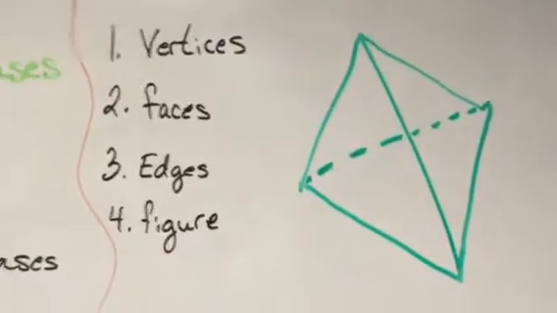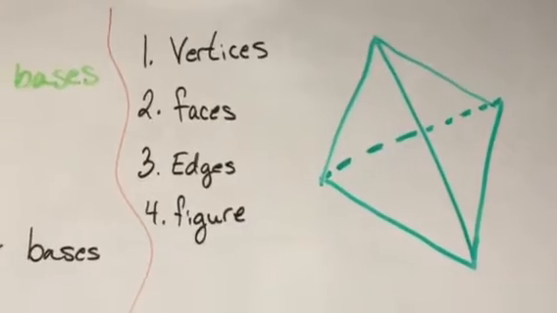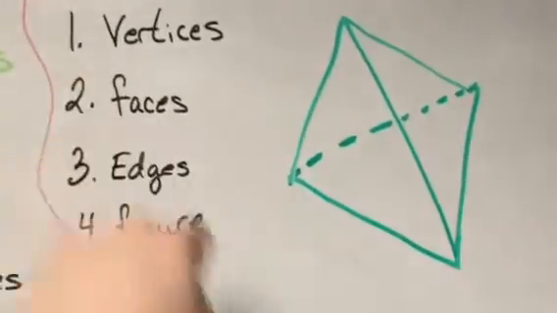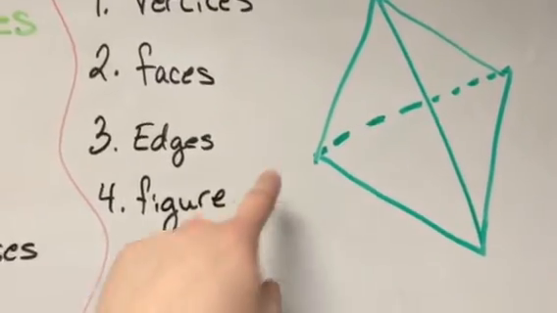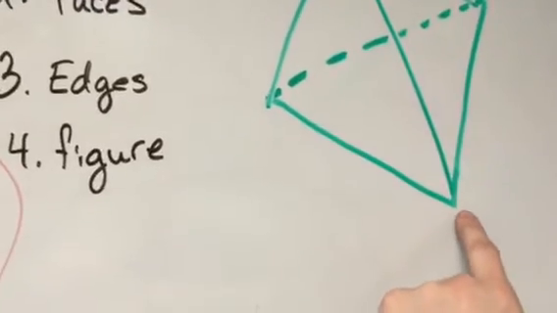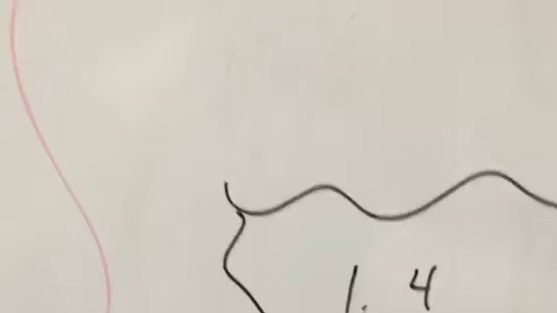All right, now that you've answered those questions, let's go over what the answers are. Number of vertices. Well, let's count them. Those are where all the lines come together, the points. So we have 1, 2, 3, and 4. So the answer for that one, number 1, is 4.